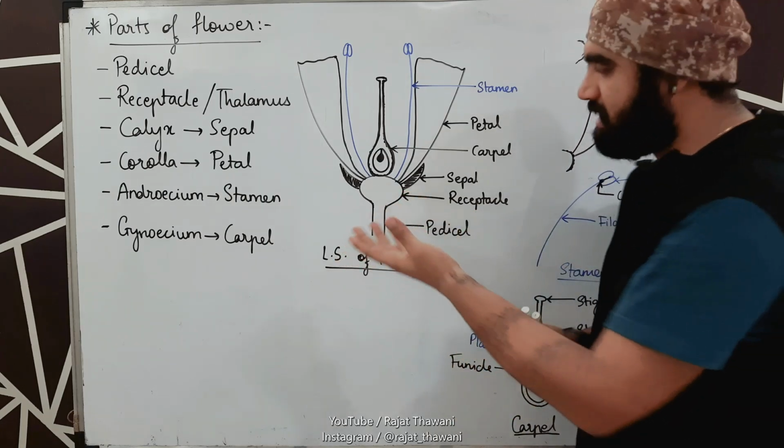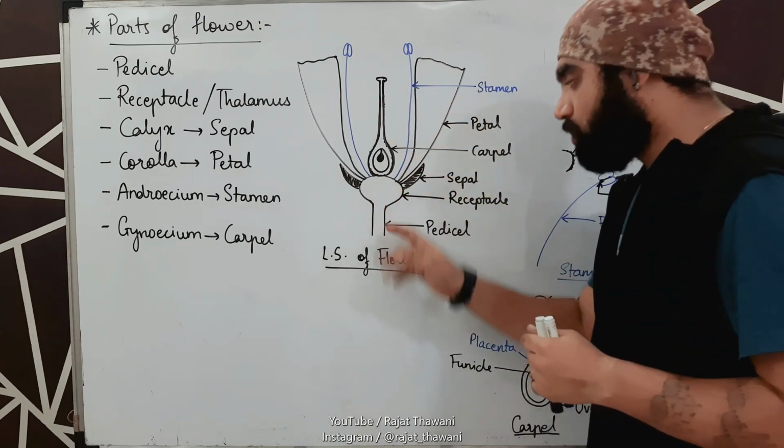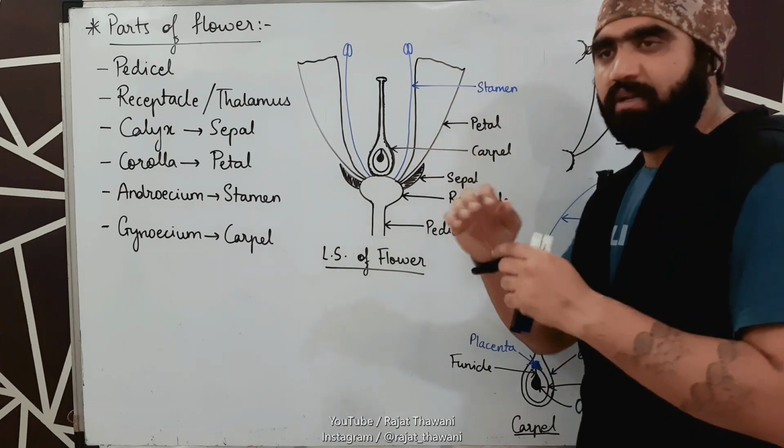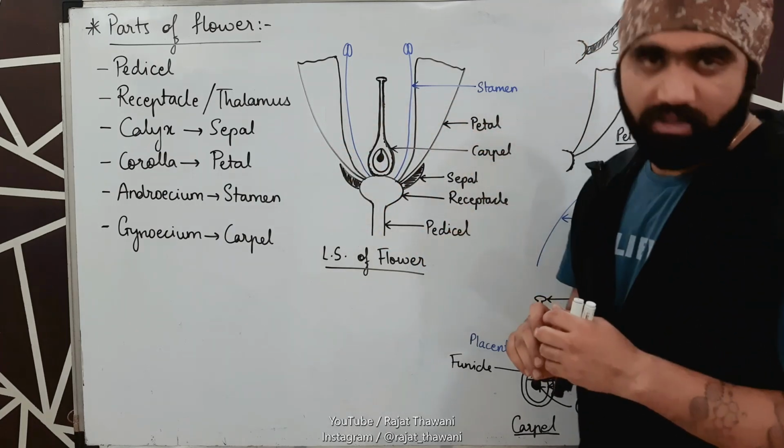This is the structure of the pedicel, just like a stem, with normal tissue distribution like the stem. Then we come to the next part, that is the receptacle. The receptacle is a swollen structure. The pedicel at the upper end gets swollen for the attachment of all the whorls. This swollen part, what you can see here, is your receptacle.